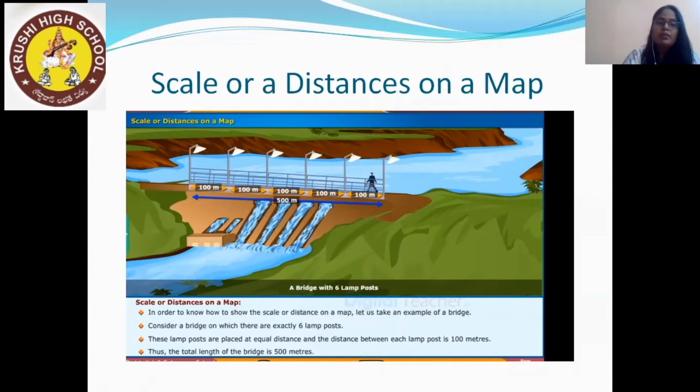Now, when you draw a sketch map and you want to show the distance of this bridge on the map, you don't expect that we will draw 500 meters. No. We will use the scale. So consider a bridge on which there are exactly 6 lamps. These lamp posts are placed at an equal distance, and the distance between each lamp post is 100 meters. Thus the total length of the bridge is 500 meters, right?